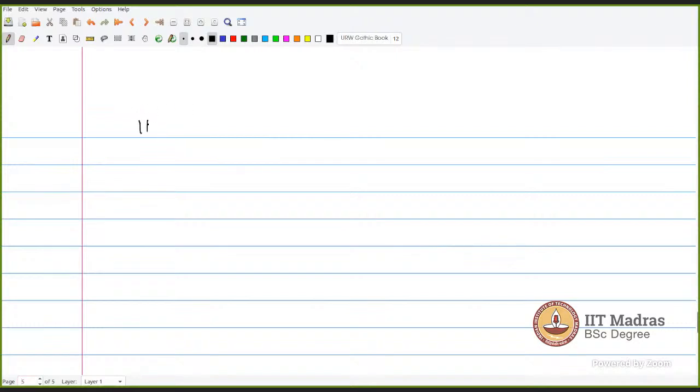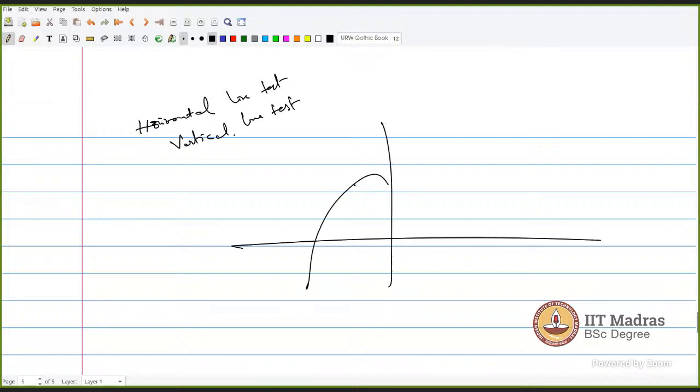See, this horizontal line test and vertical line test you can use when you know the graphs of the function only. When you can actually plot the graph, then only you can use these line tests. So these are just tests. If you know the graph, then these particular line tests are performed. If you don't know the graph, then this is not a good approach to find whether it is 1-1 or whether it is a function or not. So when you know the graph, you can actually perform it.